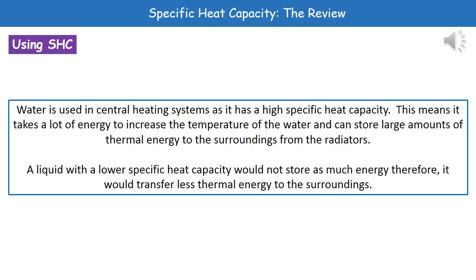We know that water has a high specific heat capacity, so this tells us that it can store large amounts of energy. So if our water is storing large amounts of energy, then as it travels through the central heating system, it has lots of energy to transfer to the surroundings to warm them up. If we were to use something with a lower specific heat capacity, then not as much energy could be stored in it, so there'd be less energy to transfer to the surroundings, making it a less efficient heating system.